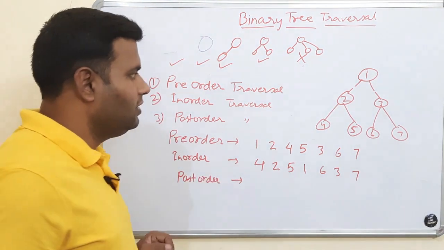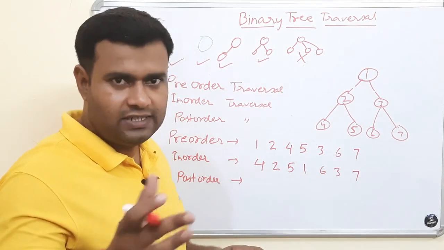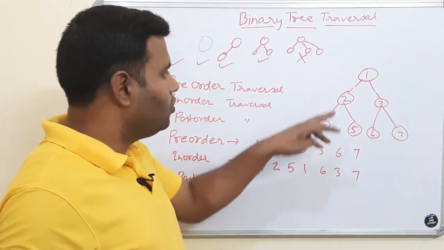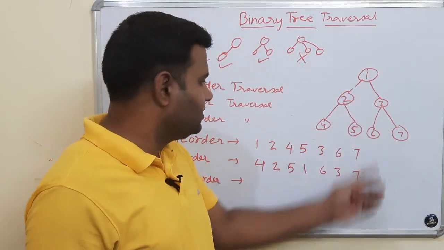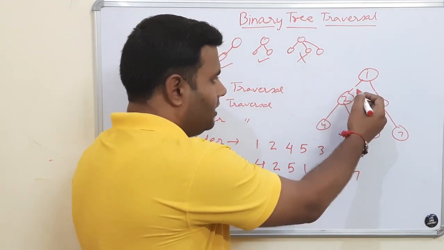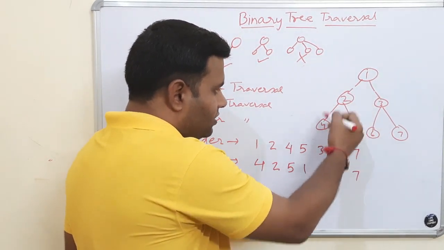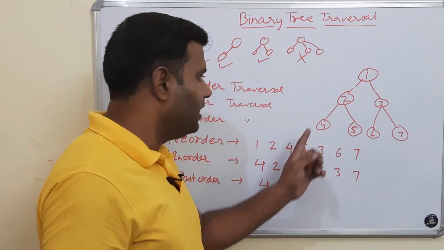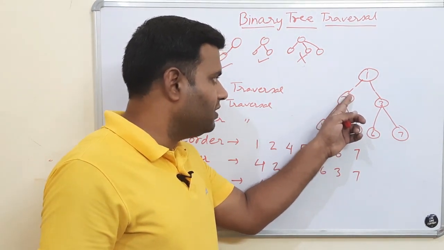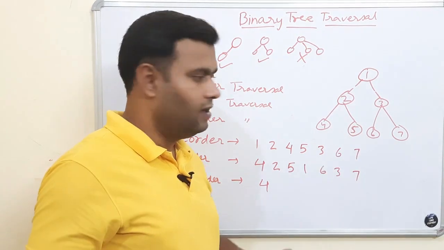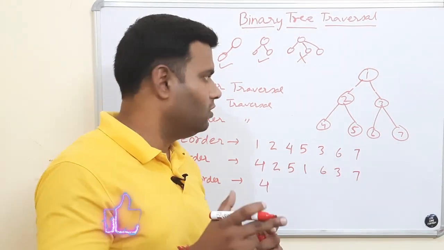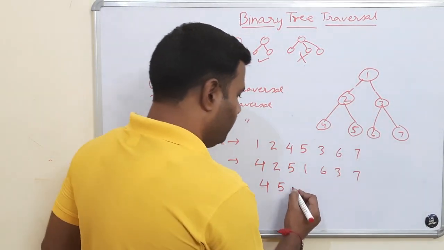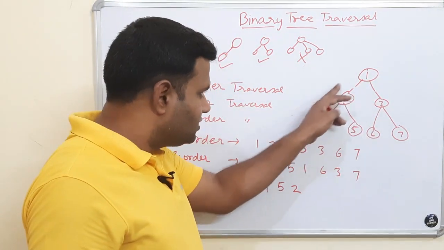So in postorder traversal, what happens? First we have to visit the left child and then the right child and then the node, the root. So let's try to write for this. First the left child, then this subtree, and for this subtree, before writing 2 we have to write 4, so 4 will come. Then for this particular right subtree we have to visit first left, then right, and then root, so 5 will come, and then 2, right? So this subtree is done.